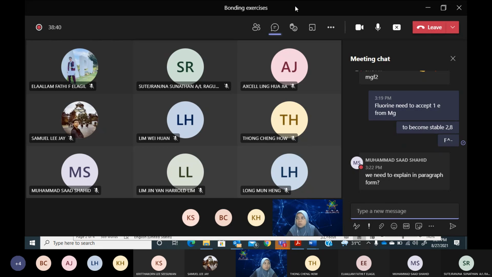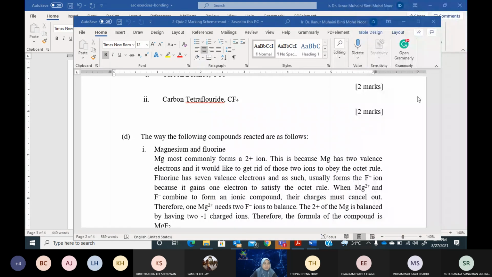No need, you can also illustrate, but in the sketching that you do, draw an arrow and write something to show 2 plus goes to where, and then to show F minus. The minus is which one? Okay, you must show. Can you show the arrow form? Can, wait.